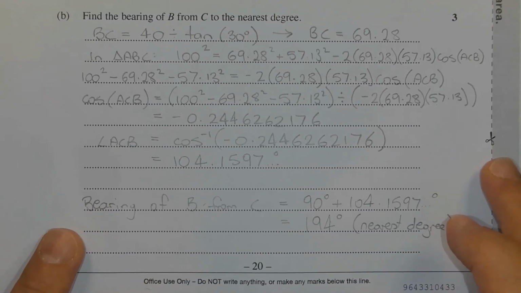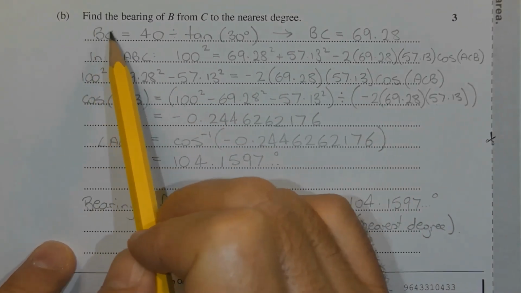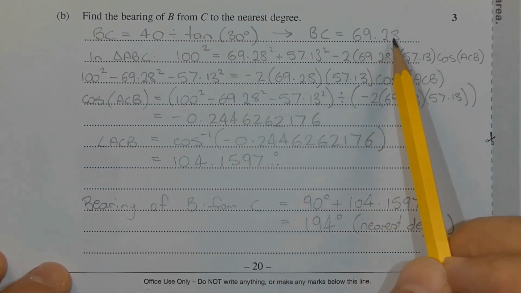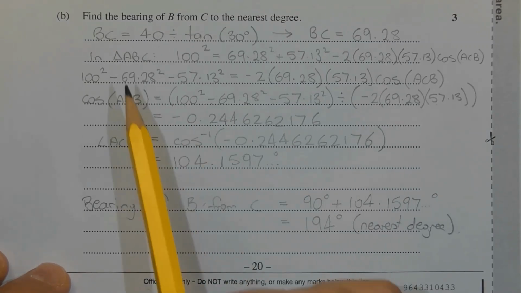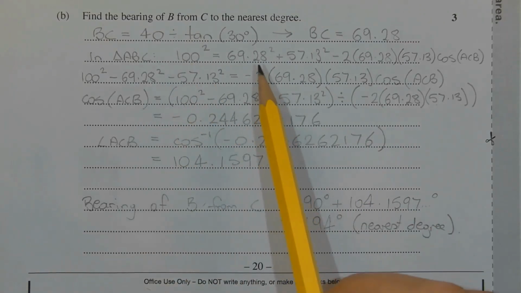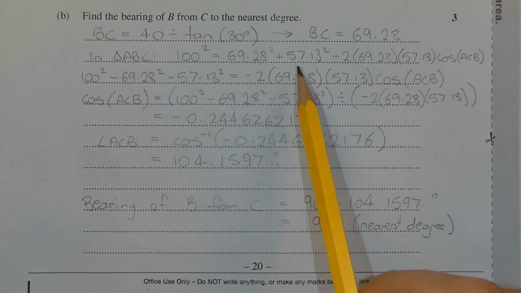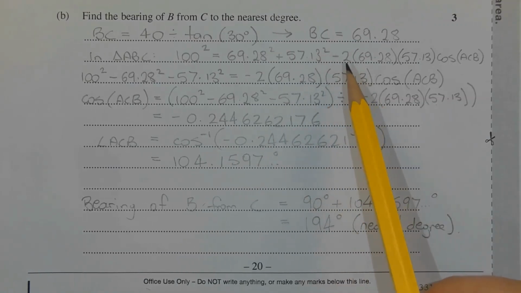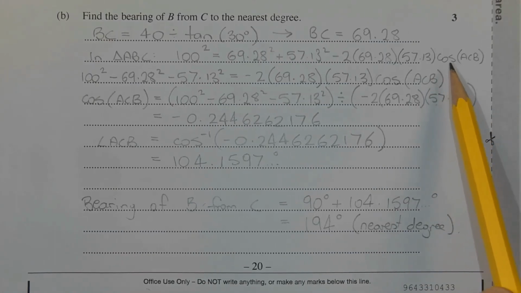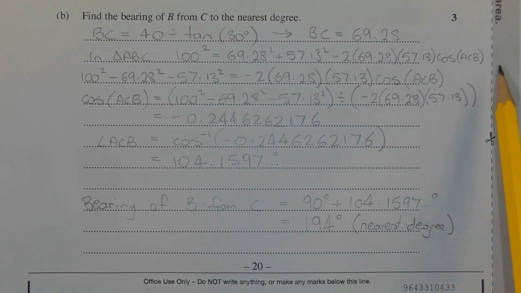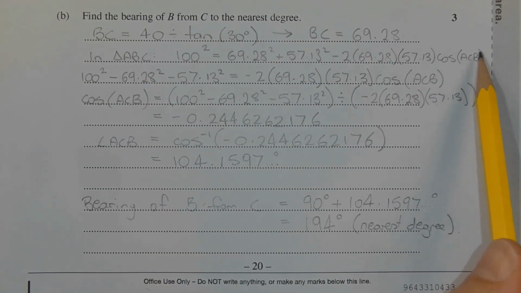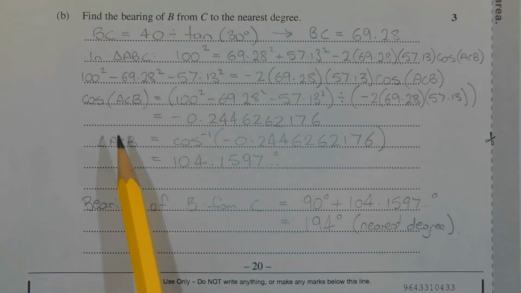So similar to part A, the length BC is equal to 40 divided by tan 30 degrees, and that gives us 69.28 meters correct to 2 decimal places. In non-right angle triangle ABC, using the cosine rule, we have 100 squared is equal to 69.28 squared plus 57.13 squared minus 2 times 69.28 times 57.13 times cos angle ACB. Now I'm going to rearrange this equation eventually to isolate cos angle ACB and then angle ACB itself. So I'm going to do that over a few steps.